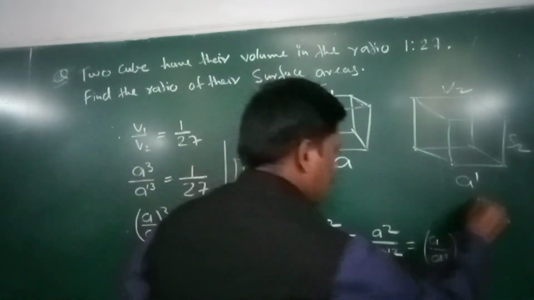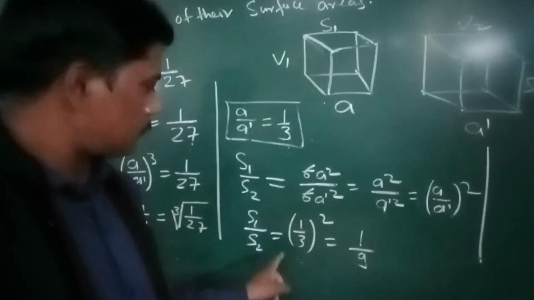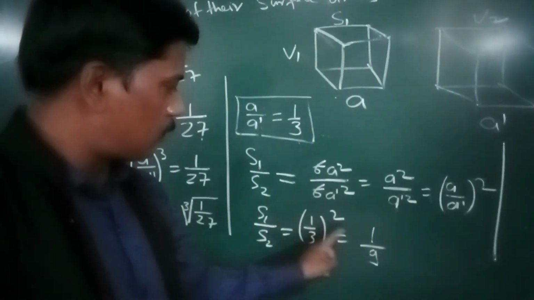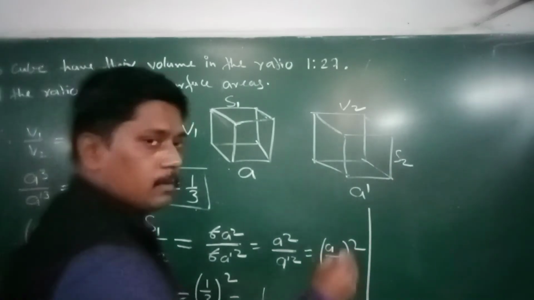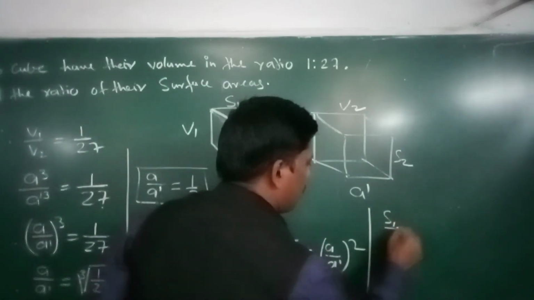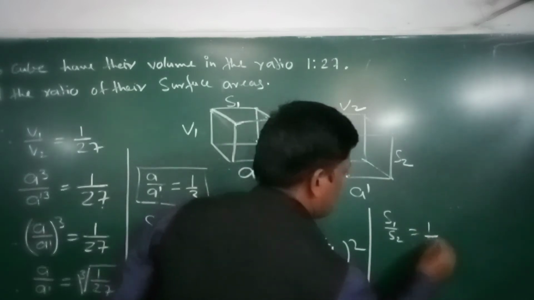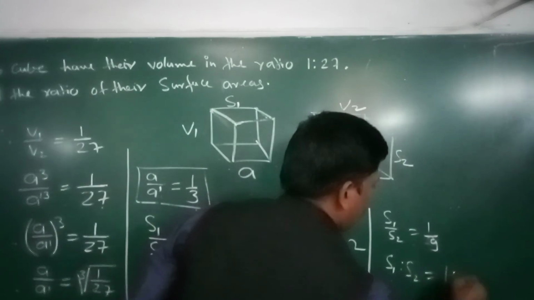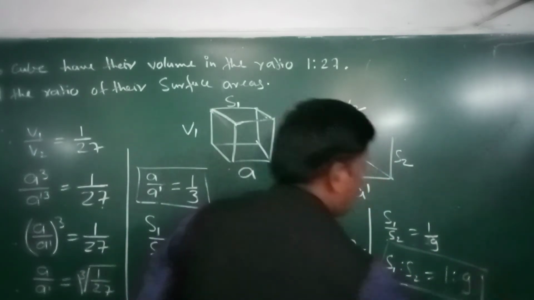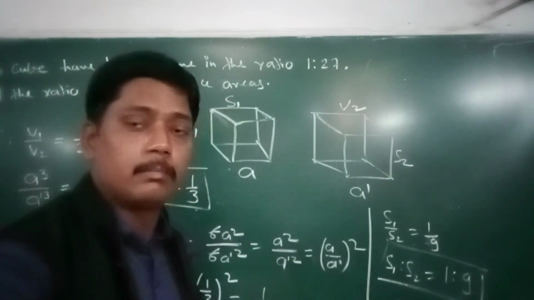So S1 upon S2 is equal to 1 by 9. So look here, S1 upon S2 is equal to 1 by 9, so the ratio is also equal to 1 by 9. Okay, confirm?